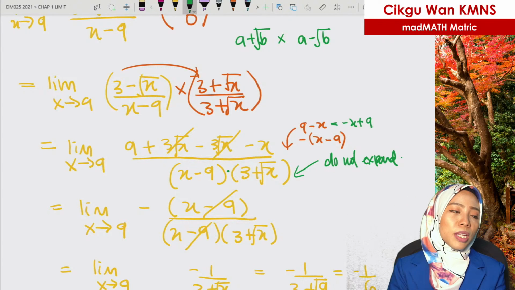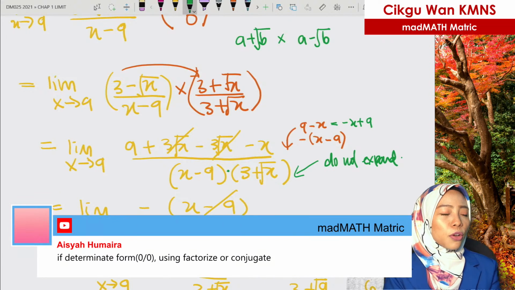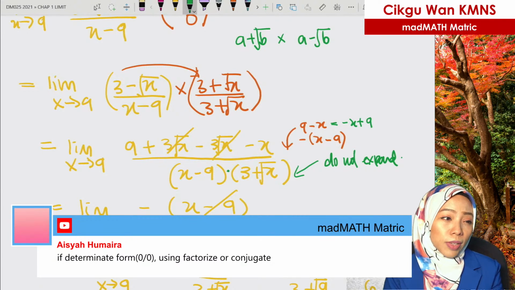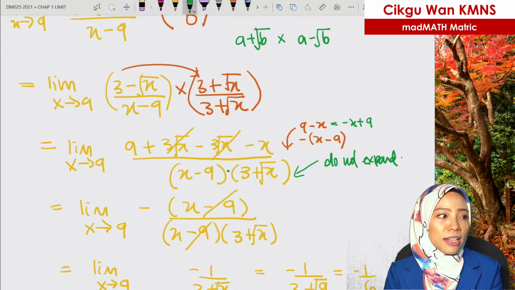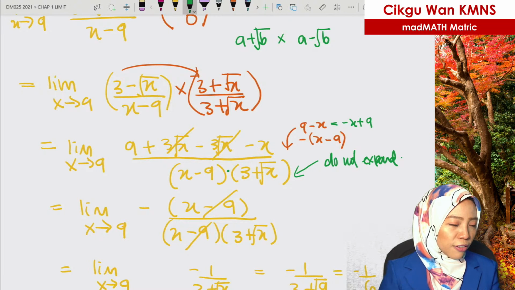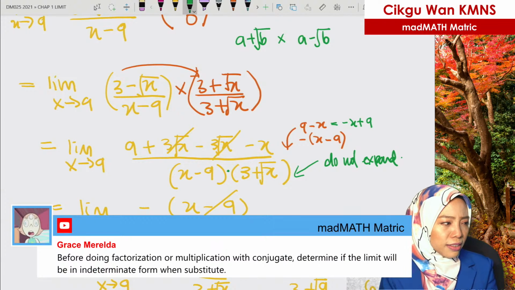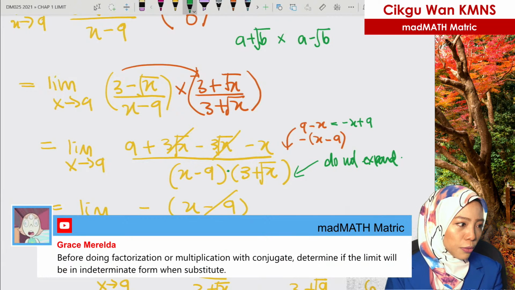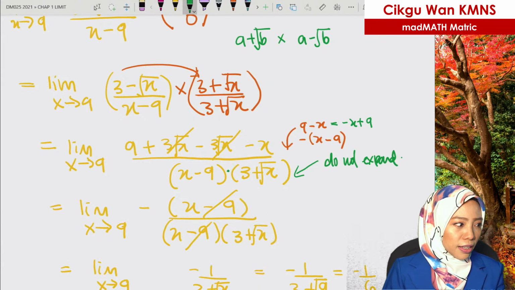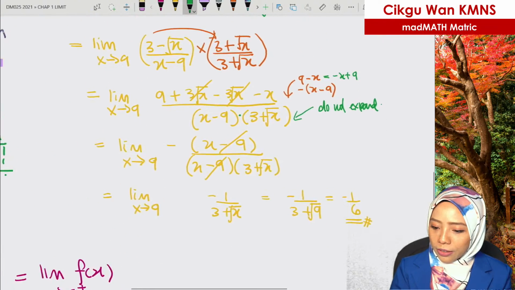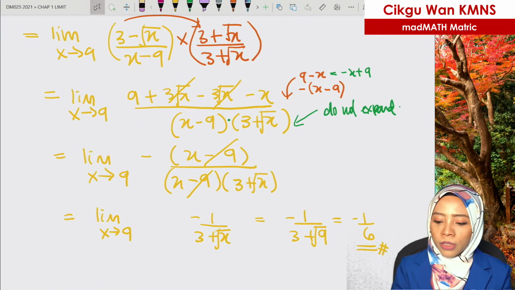Aisyah, Humaira, indeterminate form using factorize or conjugate, very good. And then Grace again, before doing factorization, multiplication, conjugate, determine the limit. Okay, good. Okay, Amar, Afat, Irfan. Oh, so many tips. Amar Irfan, where are you from? I have never heard this name. Amar, where are you from? Okay. Hi. Okay. Continue.